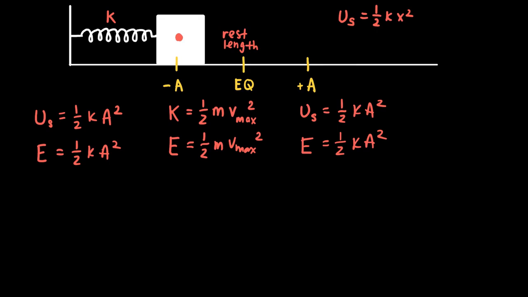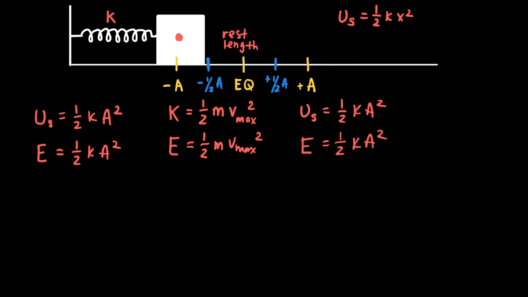But what is true of the energy at a location that is, let's say, 1/2 A? So minus 1/2 A, or plus 1/2 A. You might be tempted to think, well, if it's all kinetic energy at the equilibrium position and all elastic potential energy at the maximum amplitude, then halfway in between, we should have half of each type of energy. And while that's an incredibly reasonable thing to think, that's completely wrong.